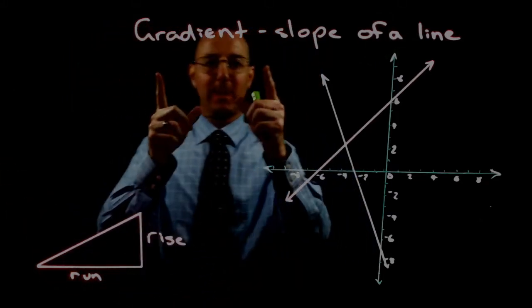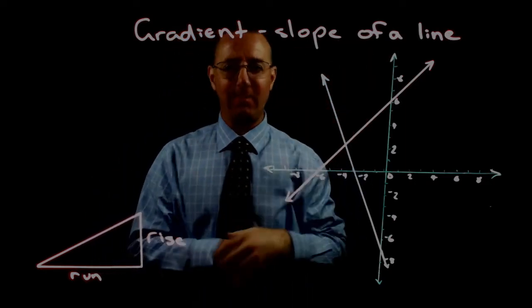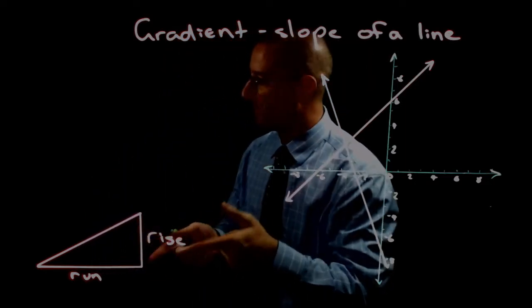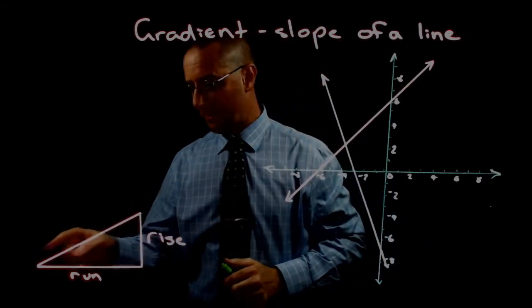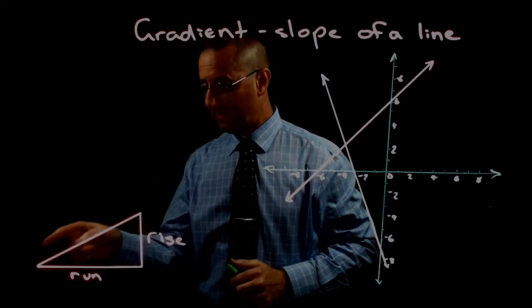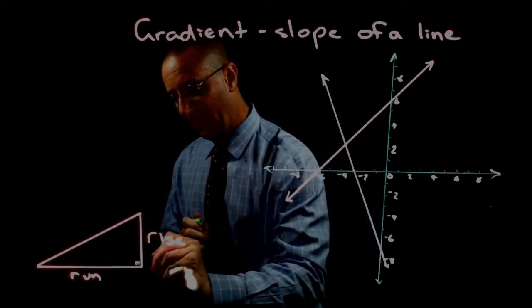Alright, in this video we're going to look at the gradient. Now the gradient is a measure of the slope of a line. We're going to start with this triangle over here. You can see that it's got this hypotenuse, the line that's got the slope on it, and what I've got is a right angle triangle here.